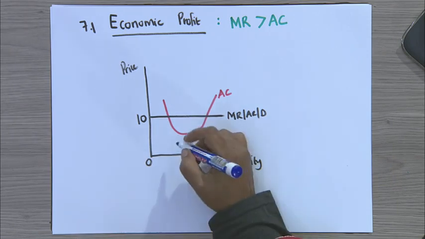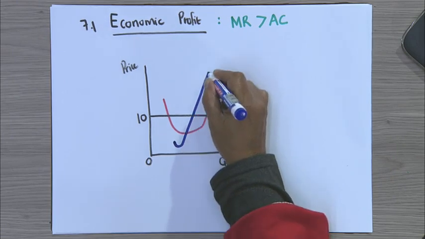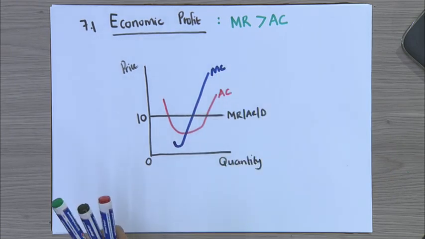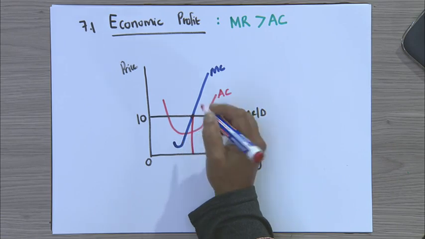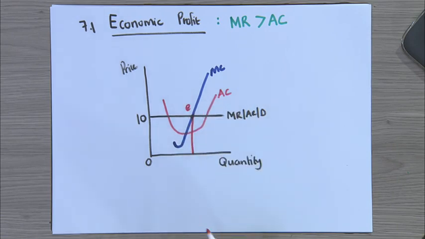And then draw my MC. And that point here, that's your equilibrium point. Okay?